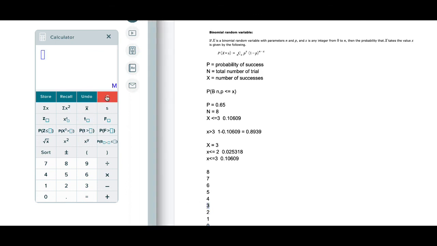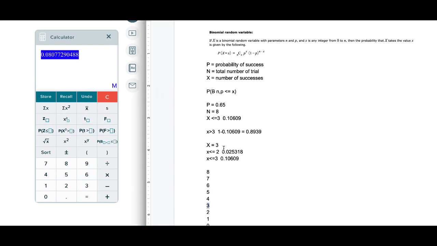So I'm going to clear this, and I already have that stored in here, so I can do the recall minus 0.025318. Press enter, and that is going to give me what the exactly 3 is. It is 0.807729.